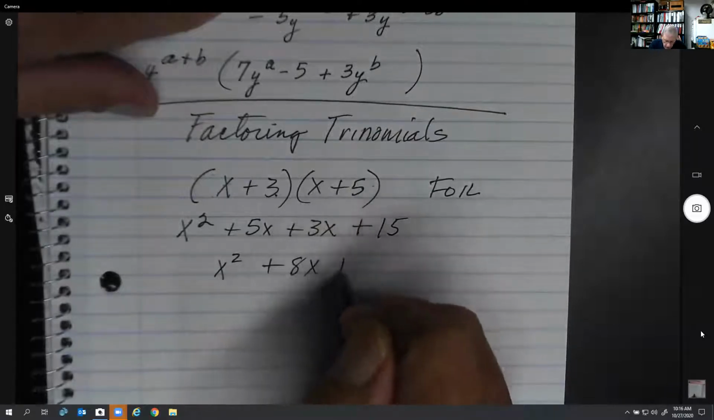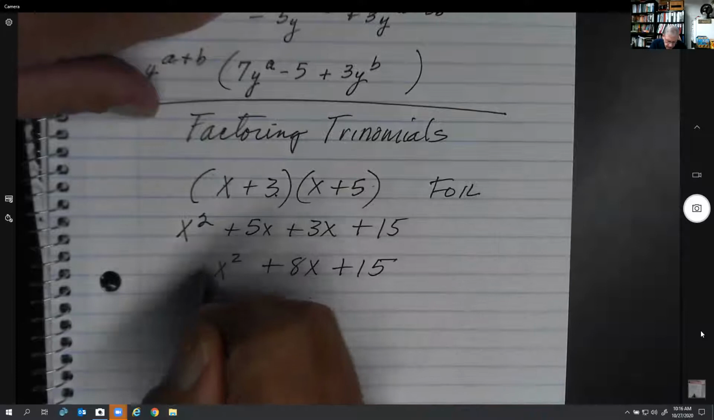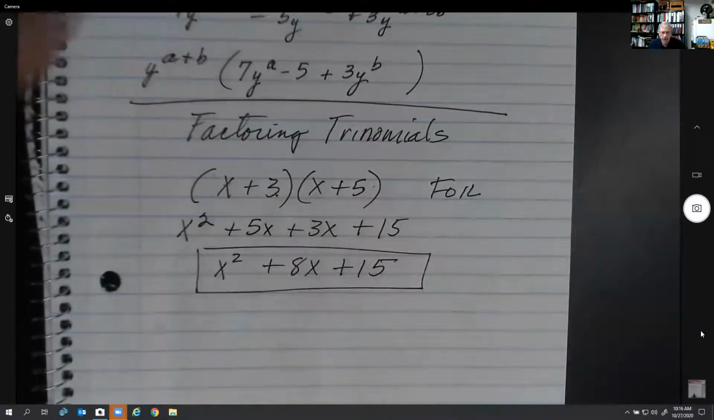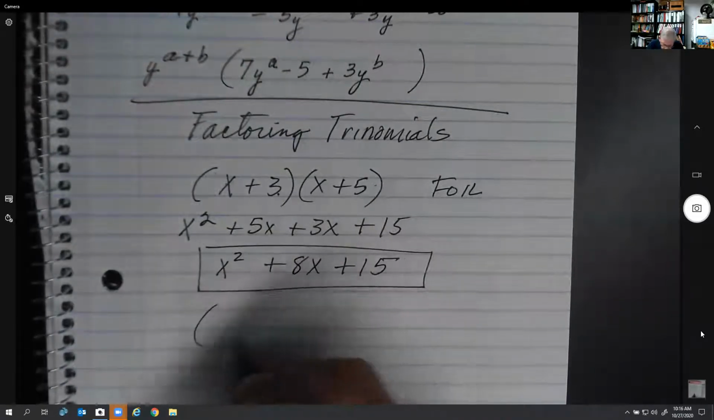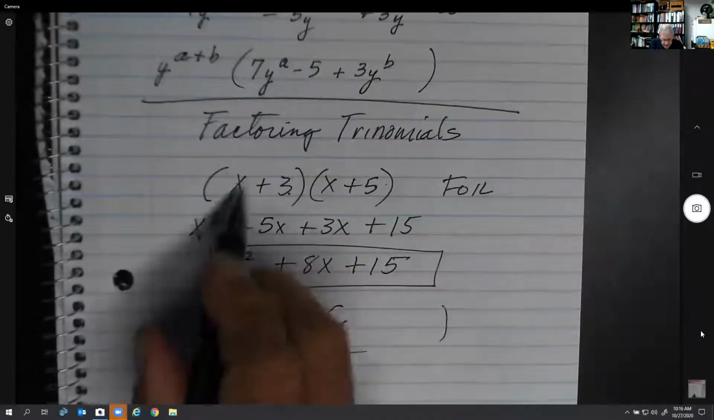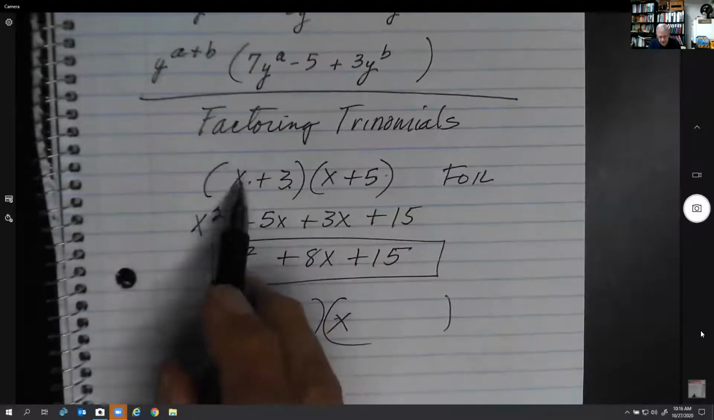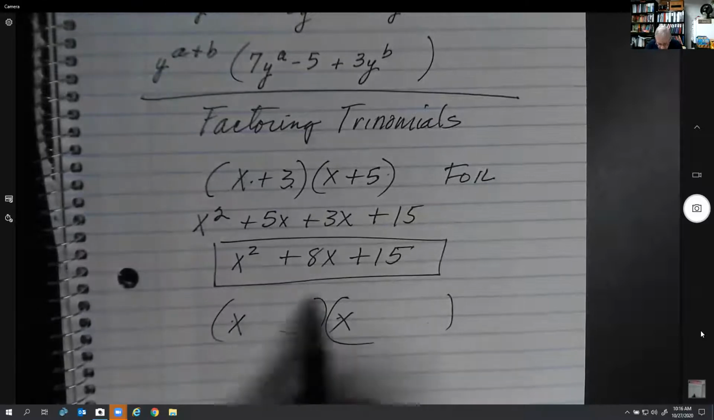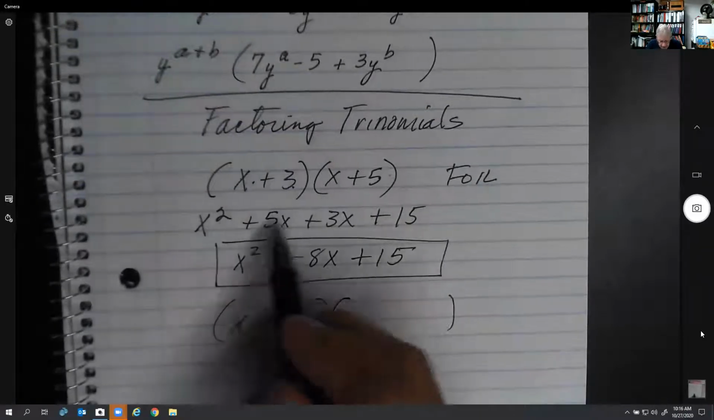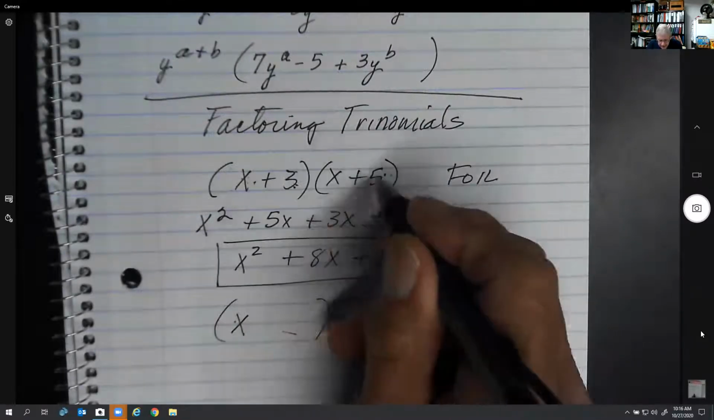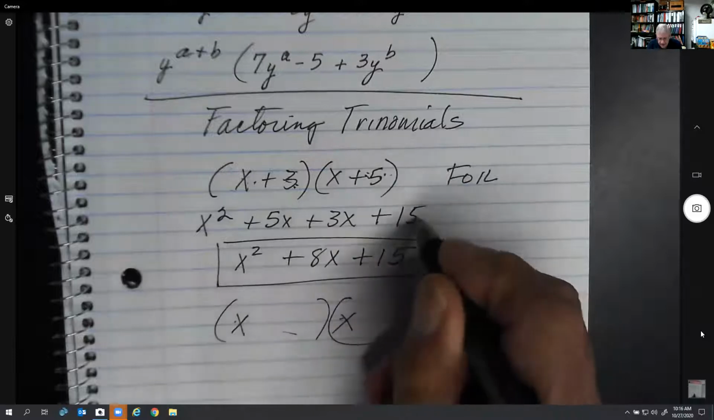Now, what we want to do is we're going to start out with this trinomial right here, and we want to bring it back to a factored form. So we can tell that, well, obviously, the first two terms were x's. X times x gave us the x squared, right? So this was an x and an x. And we knew the two outside numbers. The last two numbers gave us the 15.